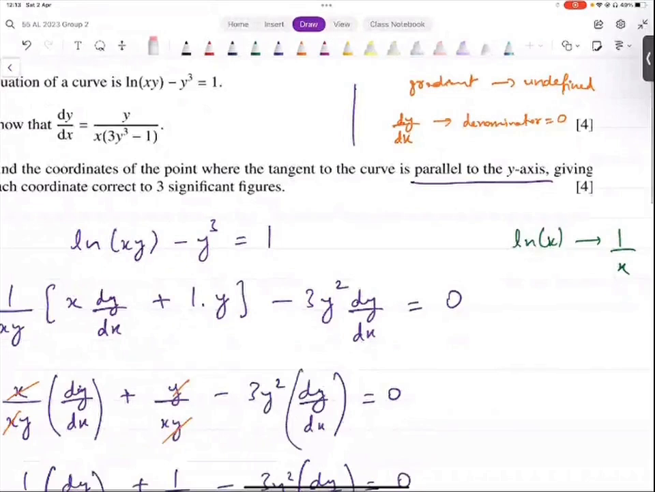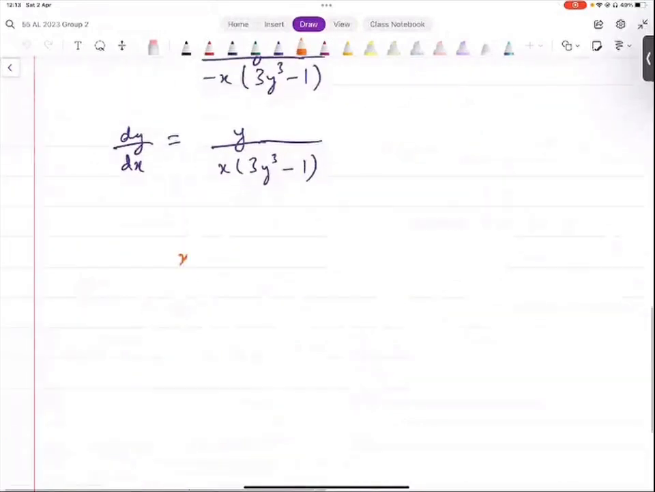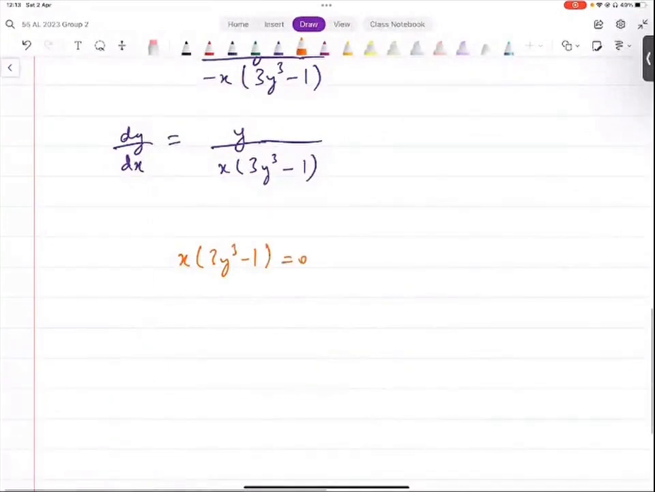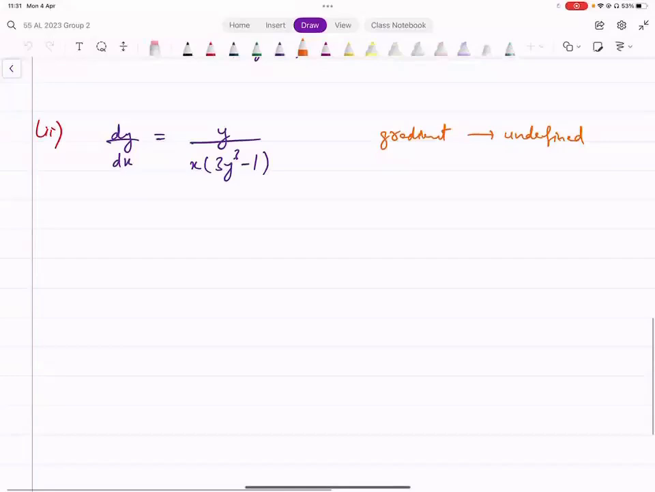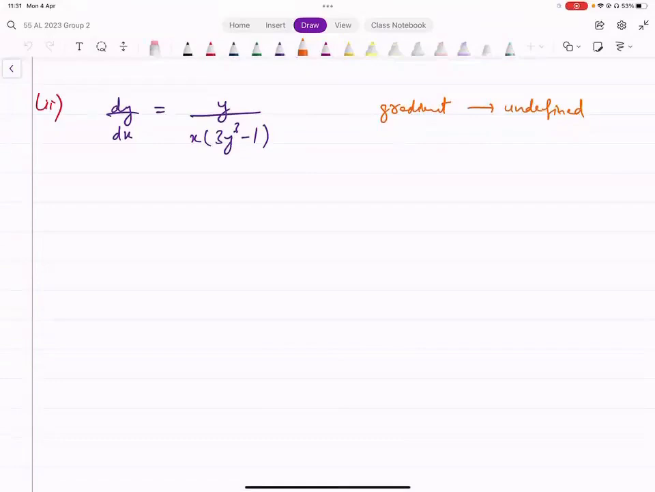तो आपने क्या करना है? डिनोमिनेटर को 0 कर देना है. x into 3y cube minus 1 equals 0. That's what you're going to do in the second part. अच्छा, so we have dy over dx. And we know that the gradient is supposed to be undefined. तो हम क्या करेंगे? इस डिनोमिनेटर को इक्वल टू 0 कर दें. ठीक है? x into 3y cube minus 1 equals 0.